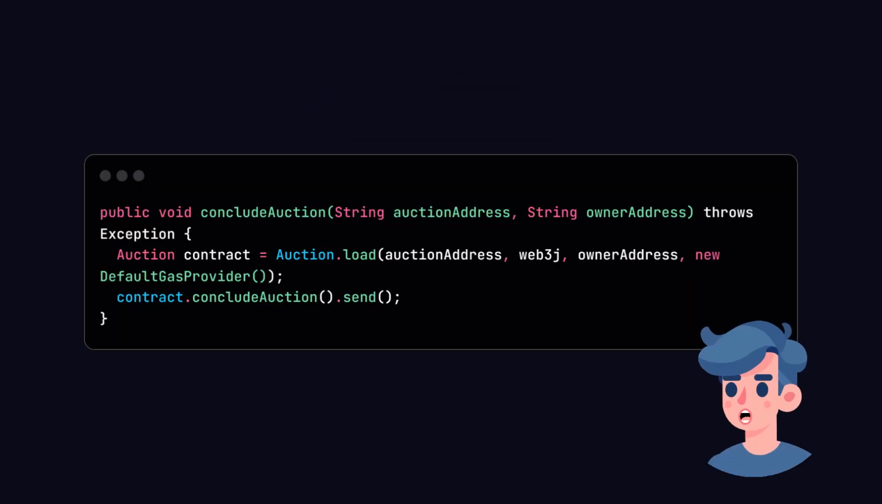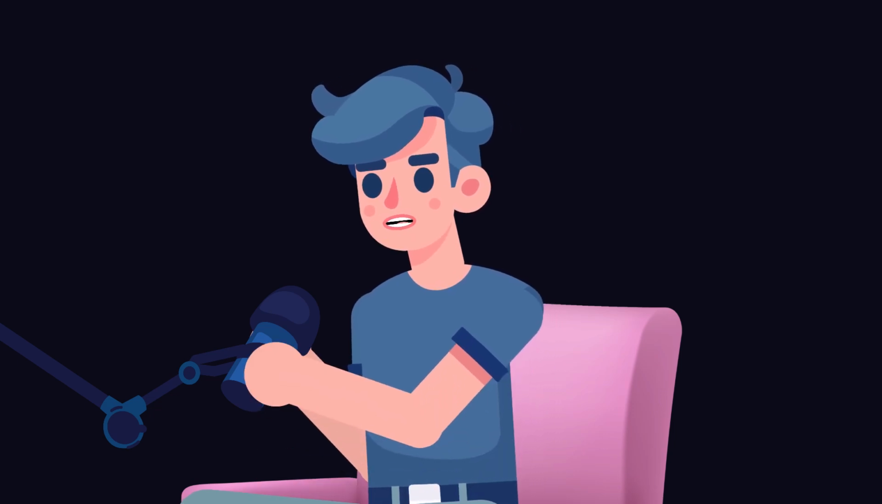Once we have our deploy and bidding methods, we should also implement a method to conclude the auction. This will let the owner of the auction retrieve the funds. Here, we follow the same loading pattern for the contract and call the concludeAuction method.